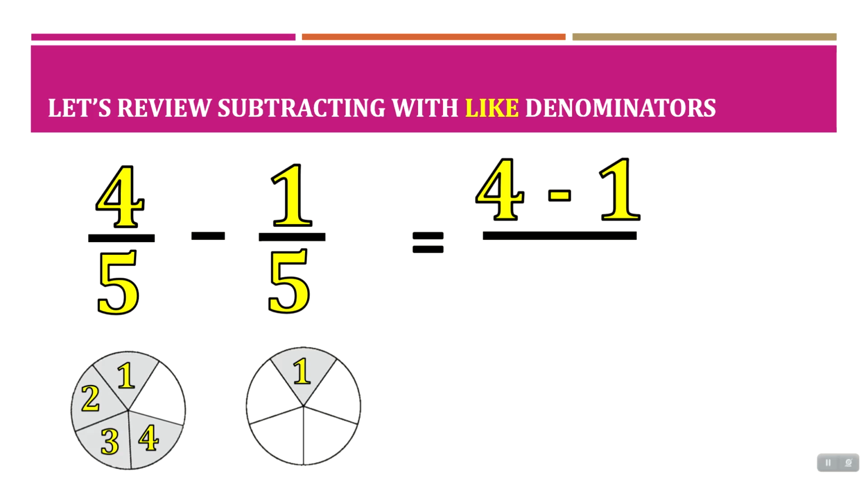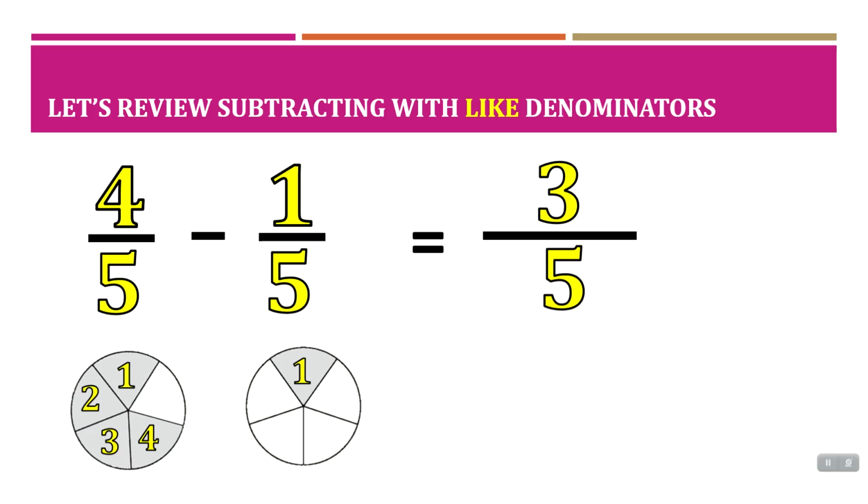Well, we look at the numerator. 4 take away 1 is 3, and we keep the same denominator of 5. Therefore, 4 over 5 take away 1 over 5 is equal to 3 over 5, which we can represent here. 1, 2, 3 over 5.